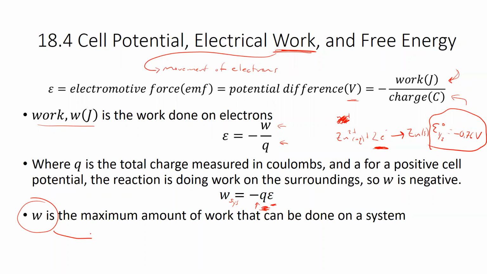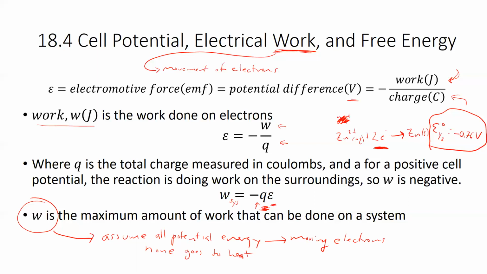Essentially, when we say the maximum amount of work, we can assume that all of the potential energy goes to moving electrons, which would be the kinetic energy of moving those electrons, and none goes to heat.